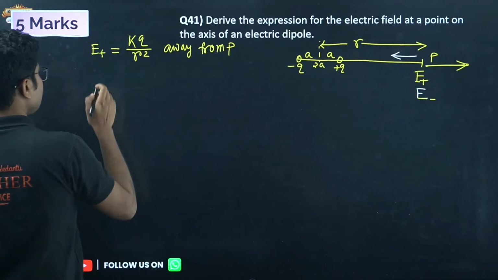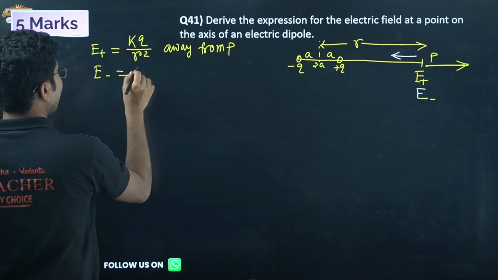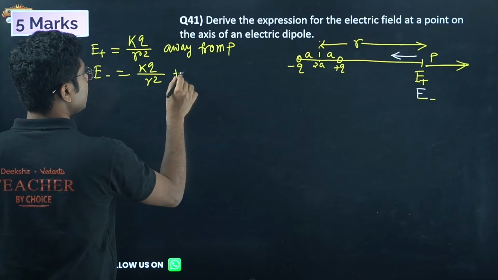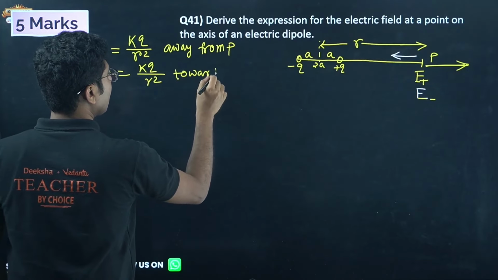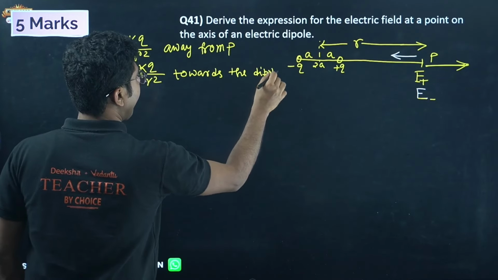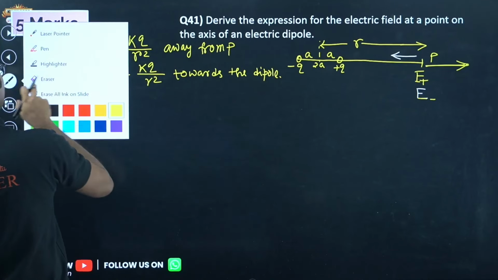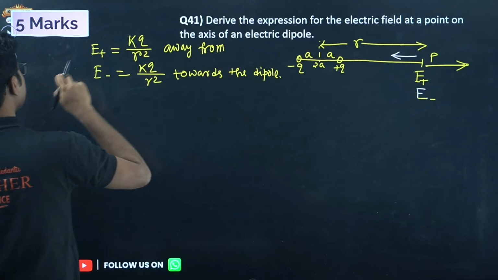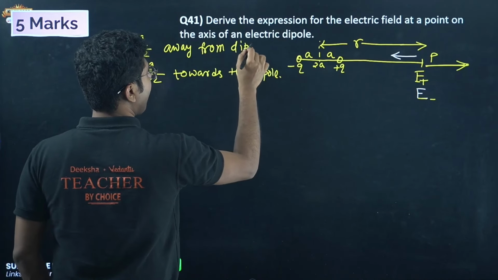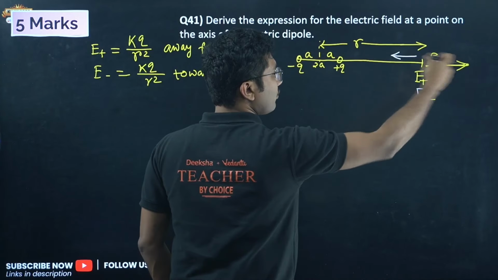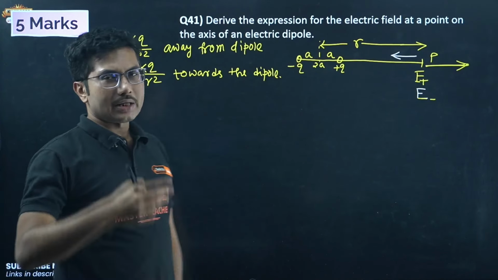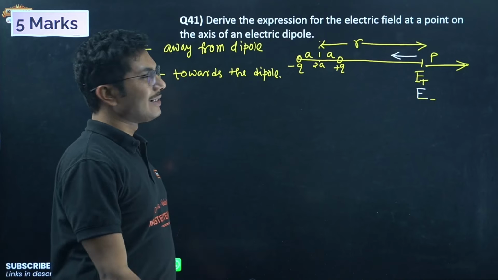And E minus is given by kQ again by r squared, towards the dipole. Now here, even though I have written r, those two r's are not the same. Away from the dipole is better. It is away from the dipole, towards the dipole. That is better. Even though I have written r squared, in both cases the r's are different. What is the difference in r?